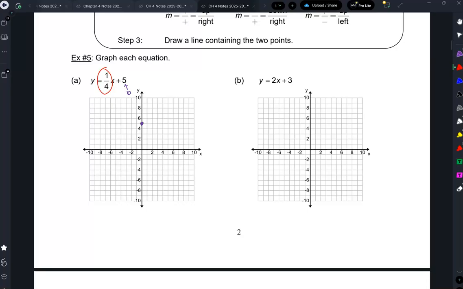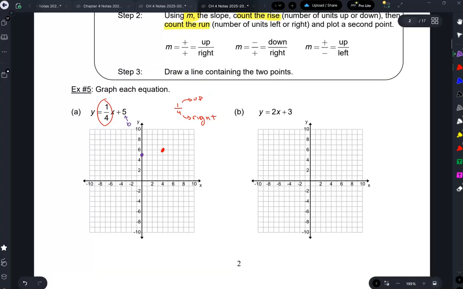So now, this is 1 over 4. That means I go up 1, right 4. Okay? So, from here, I go up 1, and then right 4. 1, 2, 3, 4. And I put the new point there. So you should only have 2 points. Go up 1, right 4. 1, 2, 3, 4, and put the point there. Okay? You should have 2 points, and then you connect. On the homework, you have to connect with a ruler.